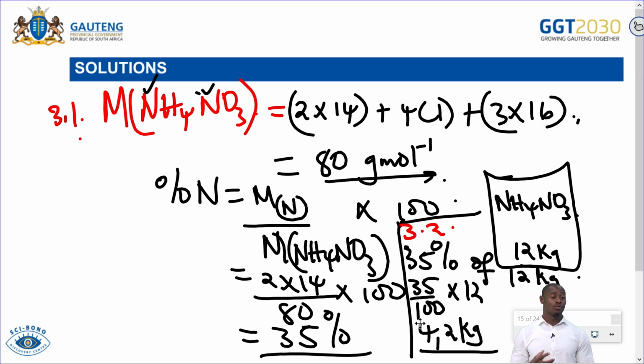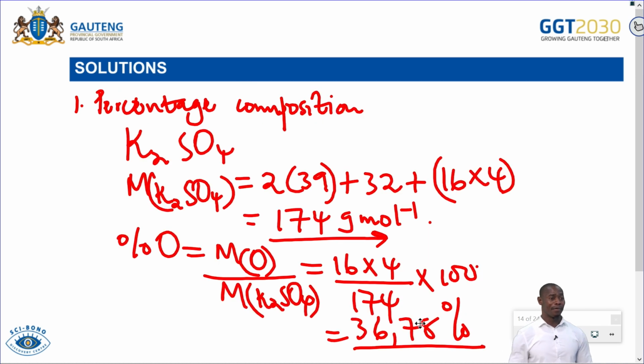fertilizer, right? So we got the percentage of nitrogen in ammonium nitrate as 35%. Then now we're required to find the 35% of 12 kilograms. So we got 4.2. All right. Then let's look at number 4.